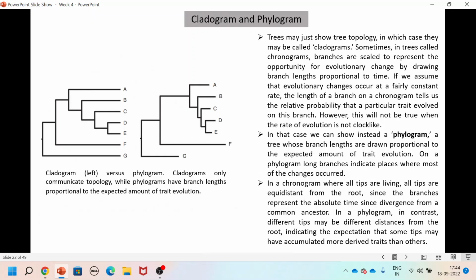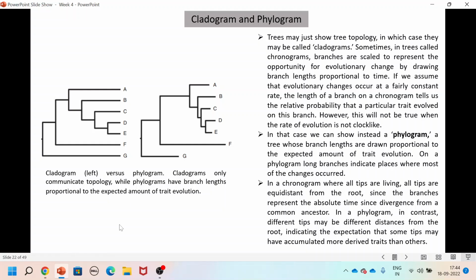So there are two terms, which are cladogram and phylogram. The left hand side figure represents a cladogram and the right hand side figure represents a phylogram. These figures are generated by considering that the rate of evolution is not clock-like, that is, it is not fixed, and the evolution may occur at any point of time.